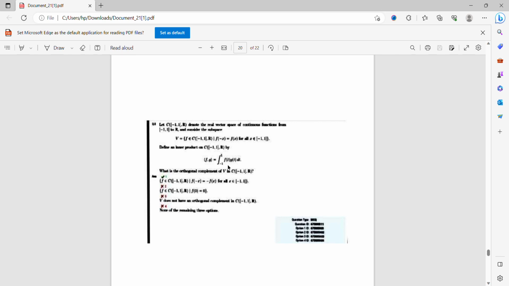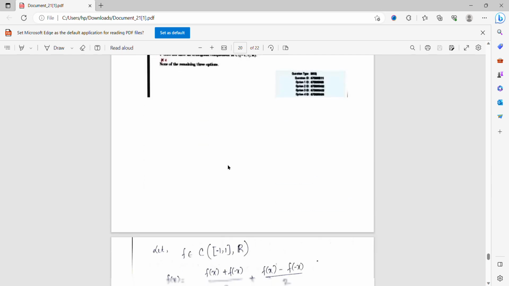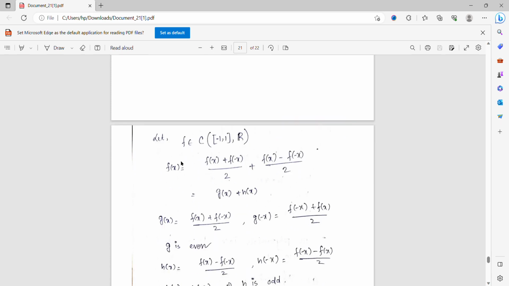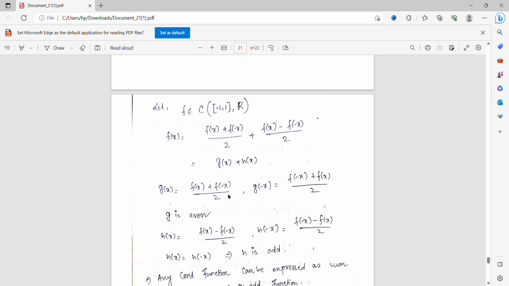Now it is asked: what is the orthogonal complement of this space V? So first observe that any real valued function f(x) can be written as a sum of an even function and an odd function, in this way: g(x) = (f(x) + f(-x))/2 and h(x) = (f(x) - f(-x))/2. Say g(x) equals this, then g(-x) equals this.